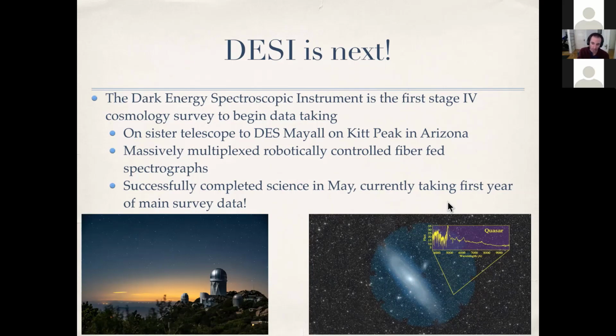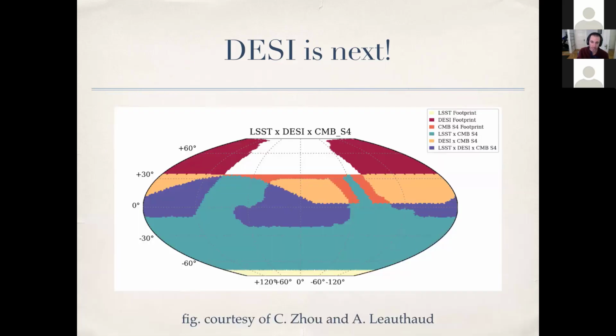I can't show you cosmology constraints yet. The first real cosmology constraints from the full first year of data won't come until probably late 2022, but we are going to want to do these cross-correlation analyses using the Dark Energy Spectroscopic Instrument. In particular, this survey is going to have a lot of overlap with the next generation lensing survey that comes after the Dark Energy Survey.